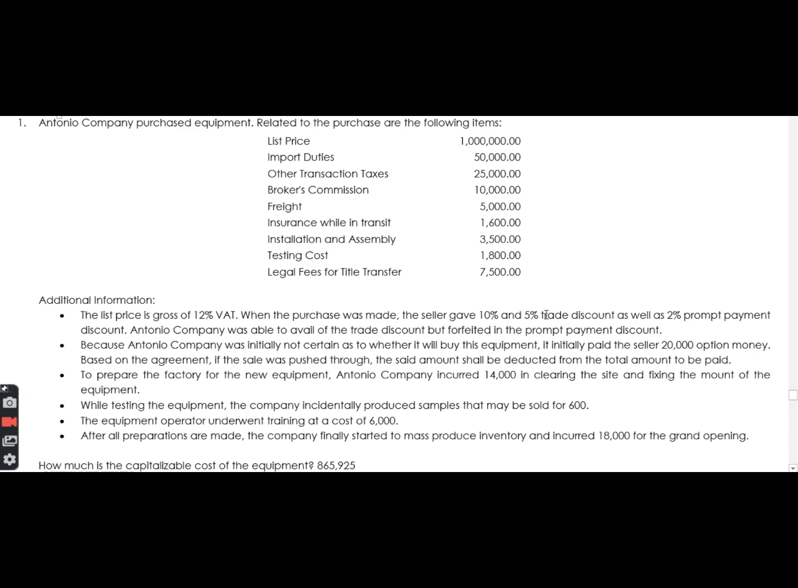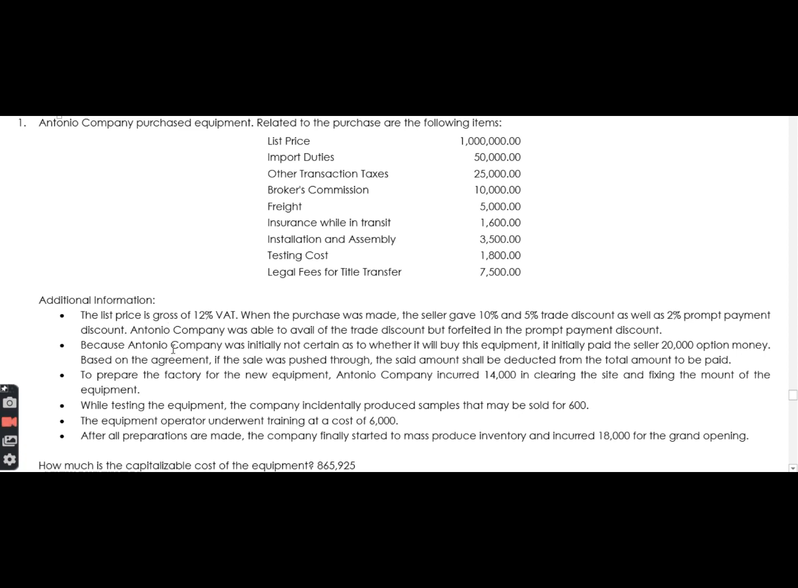Antonio Company purchase equipment. Okay, related to the purchase of the equipment will be ito, yung list price, import duties, other transaction taxes, broker's commission, freight, insurance while in transit, installation and assembly, testing cost, legal fees. Okay? With the additional information given. So, ang tanong ngayon dito, how much is the capitalizable cost of the equipment? Tingnan muna natin yung mga additional information.